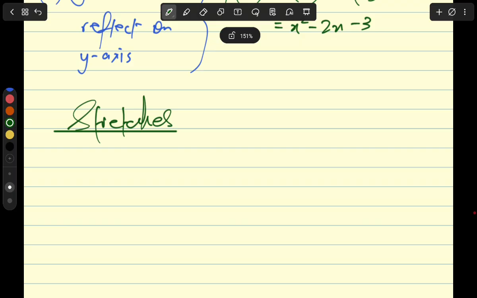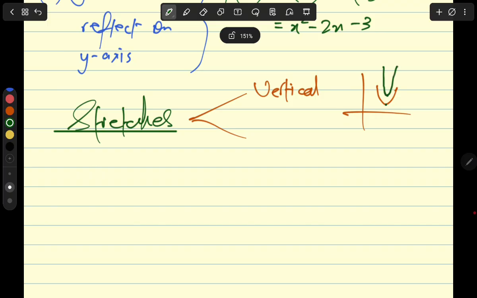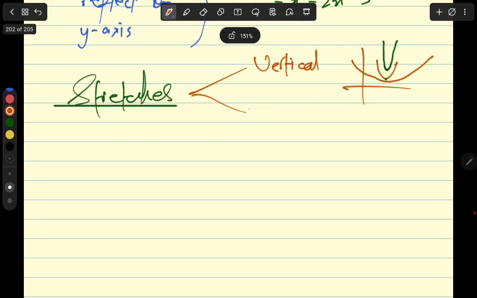Now, in stretches as well, there is a vertical stretch, which means that your graph, if it is like this, gets stretched, this becomes here, and the graph goes like this. So this is a stretch. And we are going to see for what type of coefficients this or this may open up as well, right? So this is a less than one stretch, and we are going to see in a bit. And there are horizontal stretches as well.